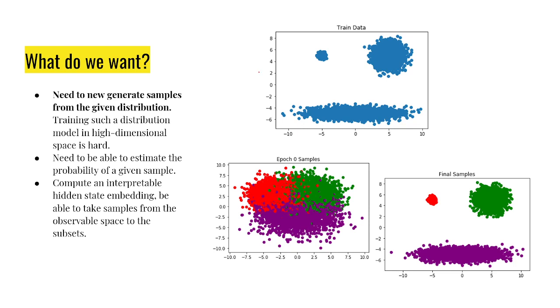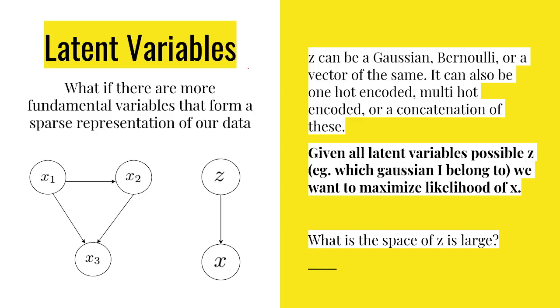The idea of variational autoencoders is that we want to model latent variables which represent our data better. Given our data, we want to find other features Z such that Z models our data, and Z can be a Gaussian, Bernoulli, or some other kind of distribution. And given all the latent variables Z, we want to find the best set of latent variables Z which helps us generate data very similar to X.